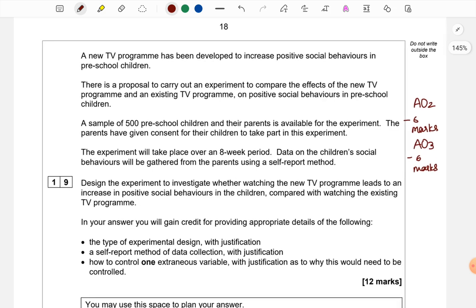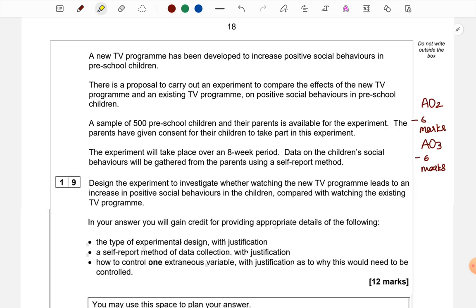Let me read it out first. A new TV program has been developed to increase positive social behaviors in preschool children. There is a proposal to carry out an experiment to compare the effects of the new TV program and an existing TV program on positive social behaviors in preschool children. A sample of 500 preschool children and their parents is available for the experiment. The parents have given consent for their children to take part in this experiment. The experiment will take place over an 8-week period.